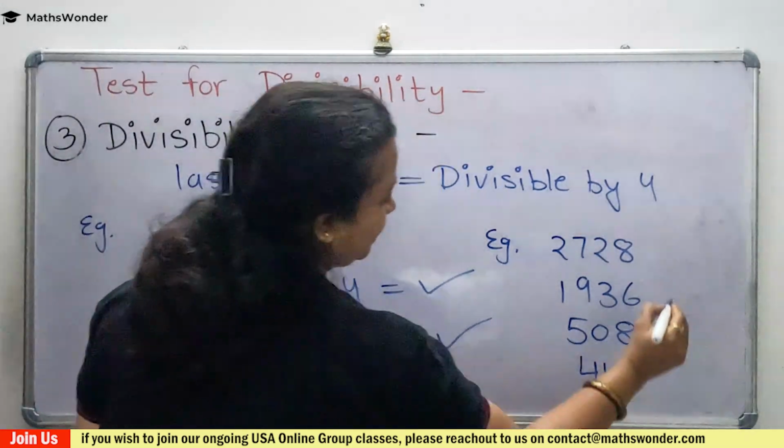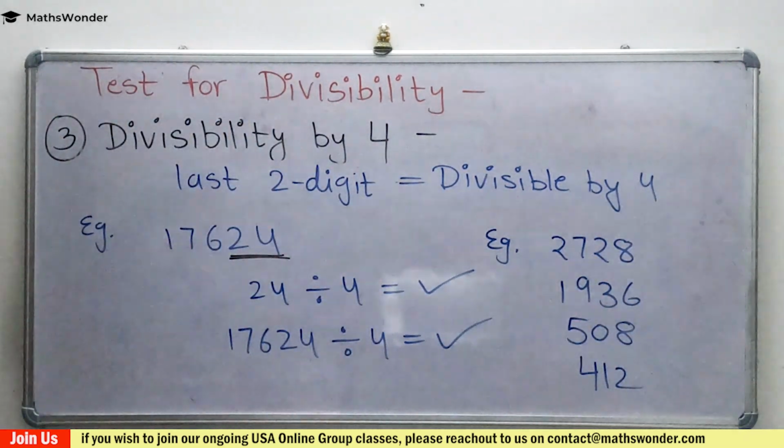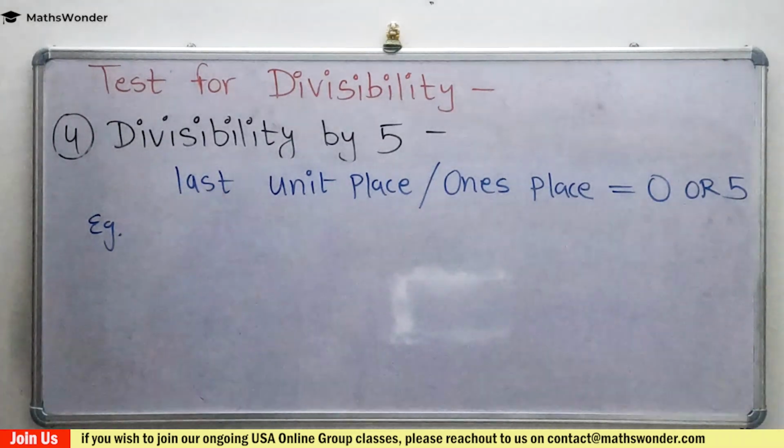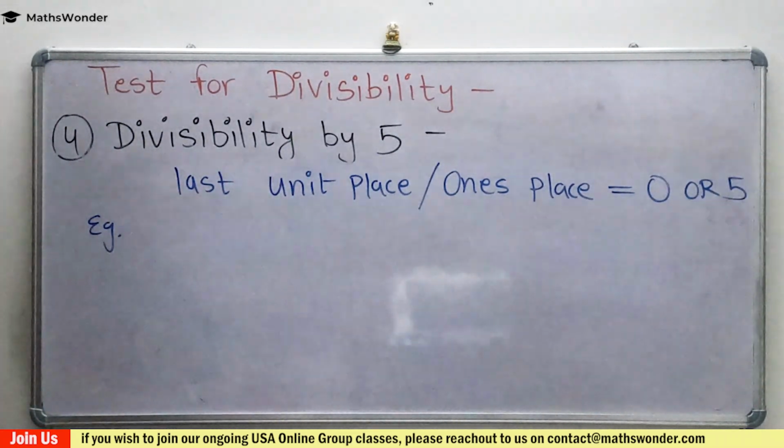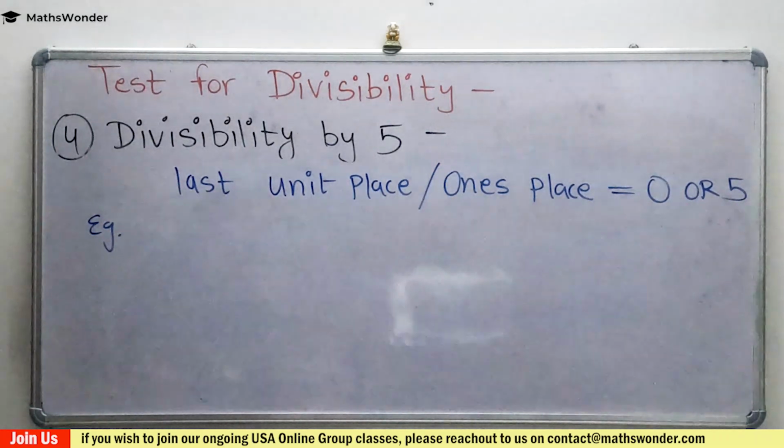412. Correct. Understood? Very good. So, divisibility by 5: a number is divisible by 5 if the digit at the units place, or ones place, is 5 or 0.